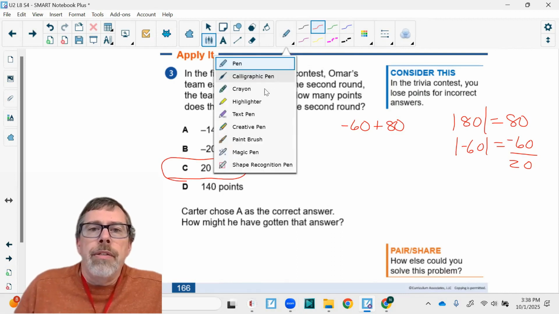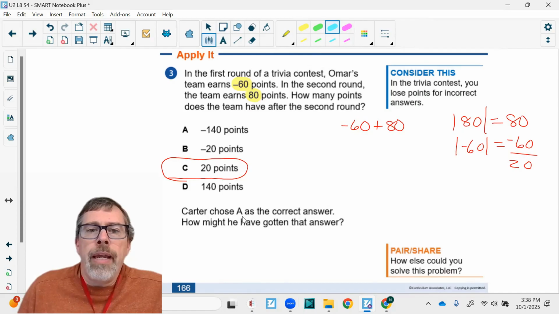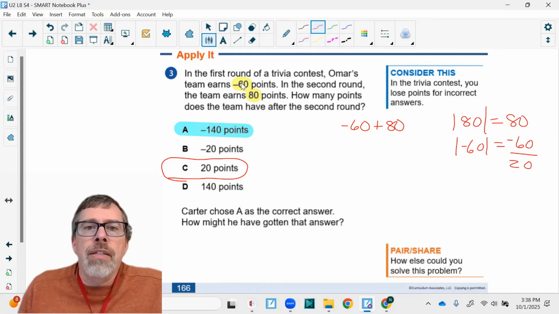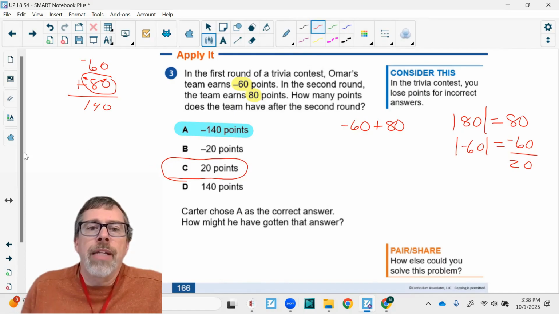Down below it says Carter chose A as the correct answer. How might he have gotten that answer? Well, 60 plus 80 is 140. But he didn't choose D. So since 60 was negative, I'm assuming that he was assuming 80 was negative as well. So that's how he got A.